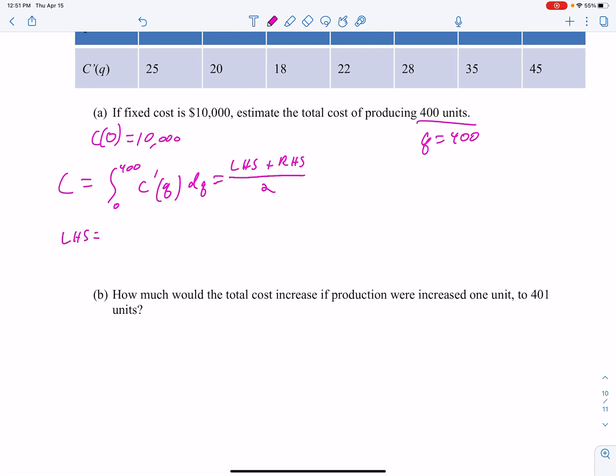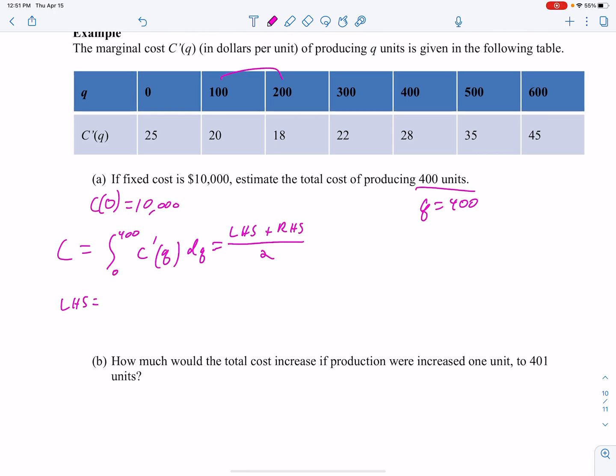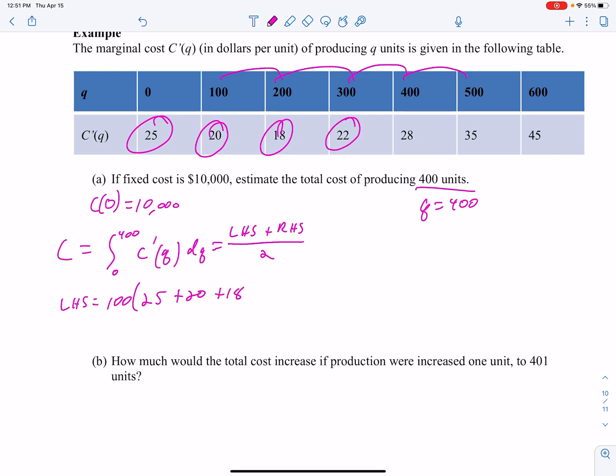Left-hand sum first. Notice the Q intervals, the delta Q, are 100. So 100 times the sum of the first 4, because 0 to 400 is 1, 2, 3, 4 intervals. Let's see, 25 plus 20 plus 18 plus 22 equals 8,500.